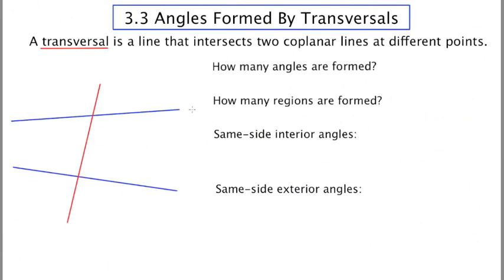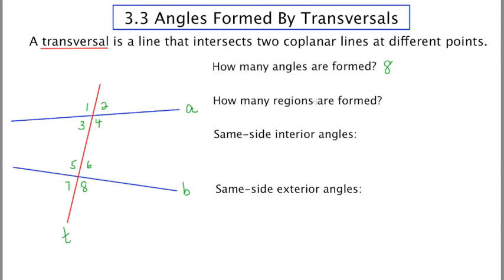In this case, we'll call this line A, we'll call this line B, and again we'll always stick with T for transversal. The first question asks how many angles are formed when these intersect. And I think we already know that the answer is 8. But just for clarification, I'll number them one more time. 1, 2, 3, 4, 5, 6, 7, 8.